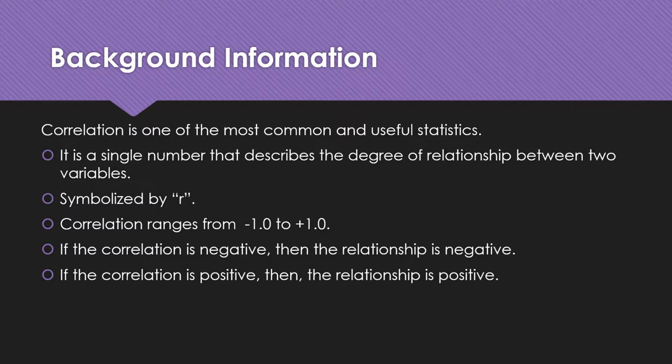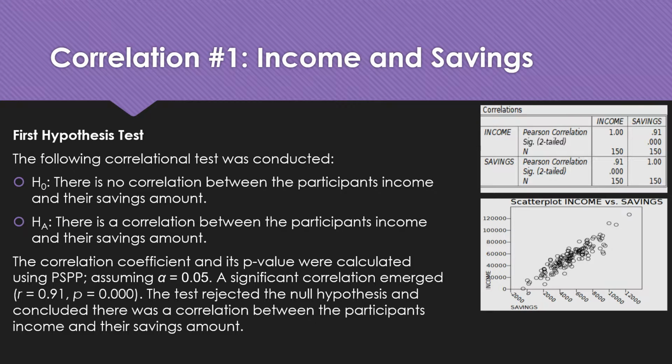Correlation is one of the most common and useful statistics. It is a single number that describes the degree of relationship between two variables, symbolized by the letter R. Correlation ranges from -1 to +1. If the correlation is negative, then the relationship is negative. If the correlation is positive, then the relationship is positive.